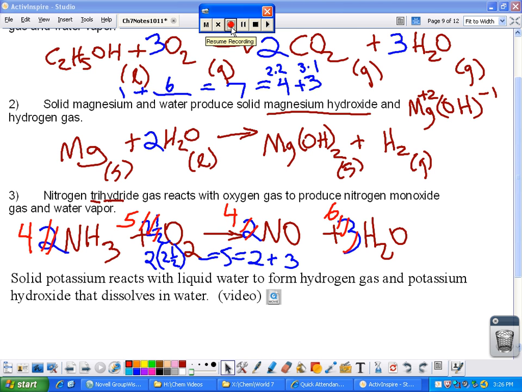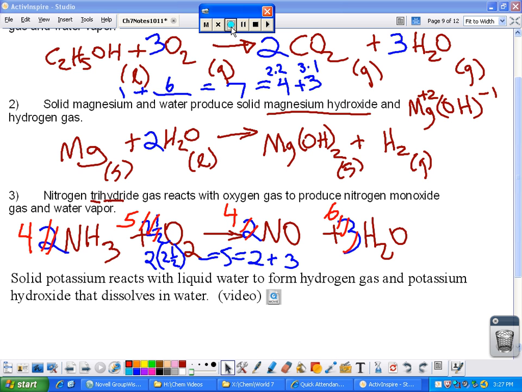So here they are already balanced. You have to make sure that every element is accounted for. In number 3, you end up with a fraction. You end up with 2/2 oxygen. So we doubled everything to get rid of that fraction. Some of them are very easy. You just have to add one coefficient. Others, you have to go through several steps.